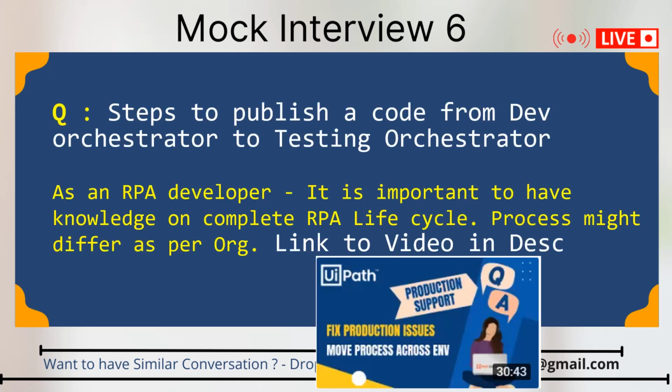So as of now, let's say you have completed the code on your machine. You have done your testing, and it is working in your UiPath Studio. Now there is a requirement that you have to publish this code to the testing Orchestrator. So how would you do that?